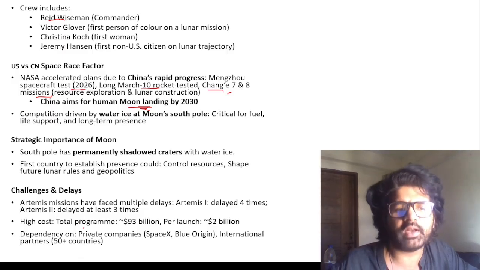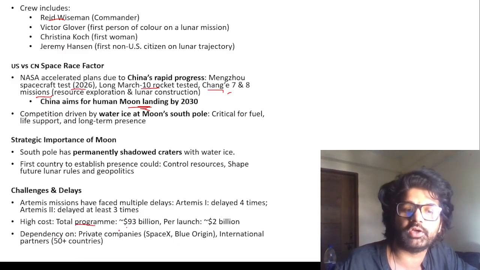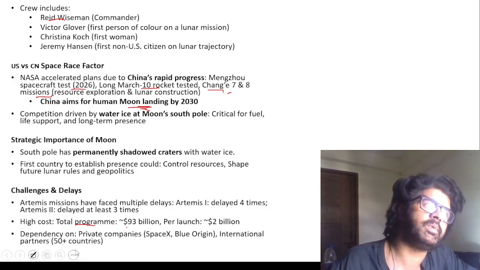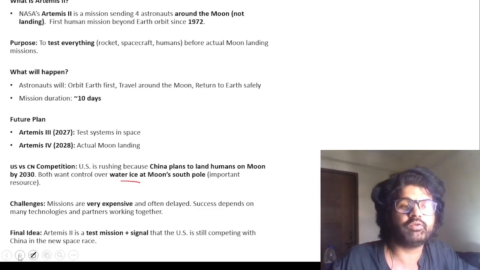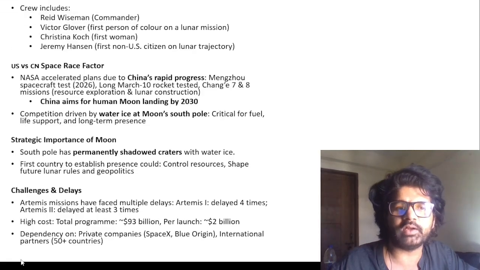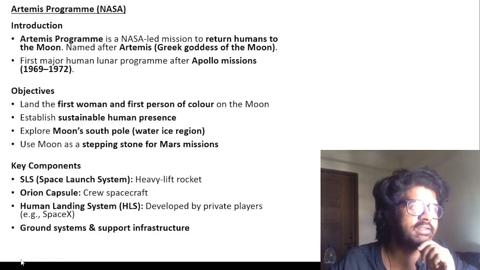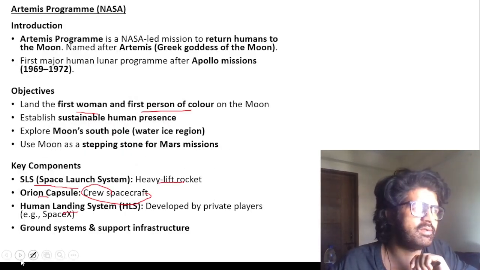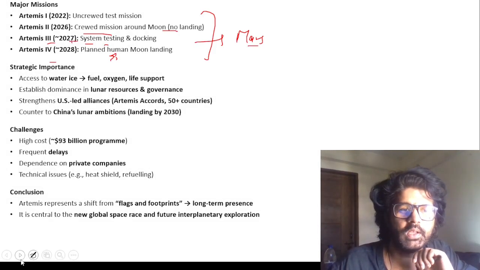So there are delays, there are costs, all these things. There is dependency on SpaceX, Blue Origin, private companies. There is partnership between 50 plus countries. So there are so many things which have to come together if the subsequent Artemis 3 and 4 have to be a success. Let's see who lands humans first on the moon right now. China or US? The silent assassin or the explicit one, the chest thumping one? Silent assassin is China here.